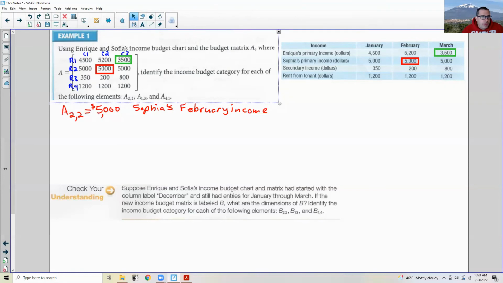Okay, so now we're going to answer the question. What is that? Well, A1 comma 3 equals $3,500, and that is Enrique's March income.